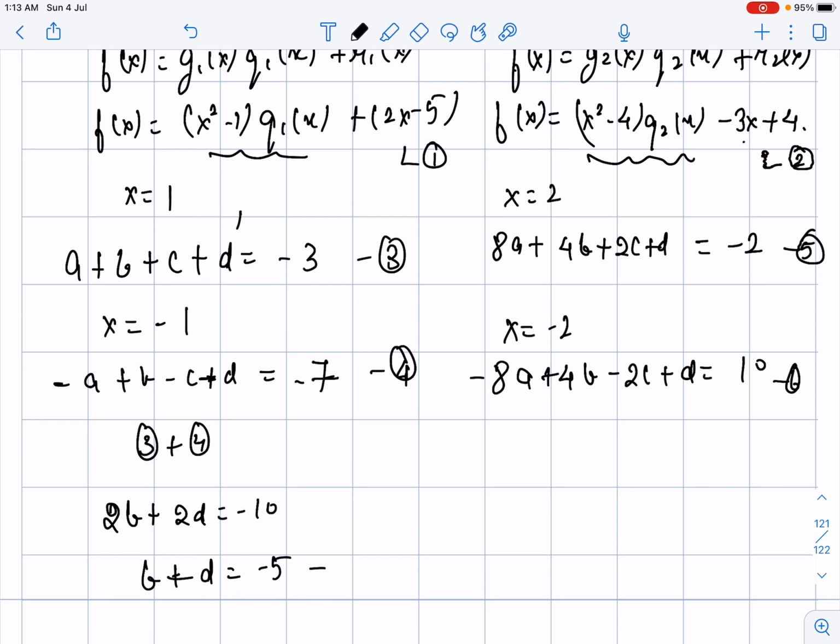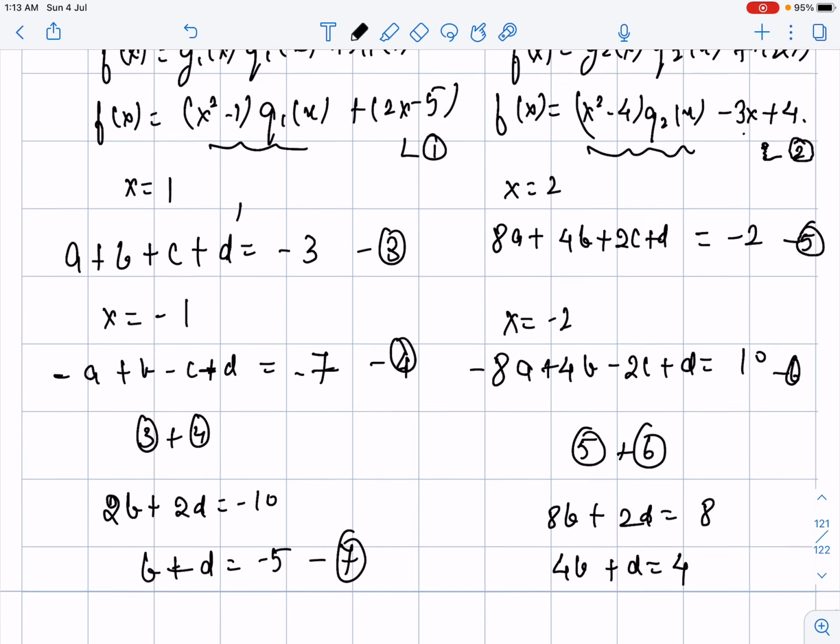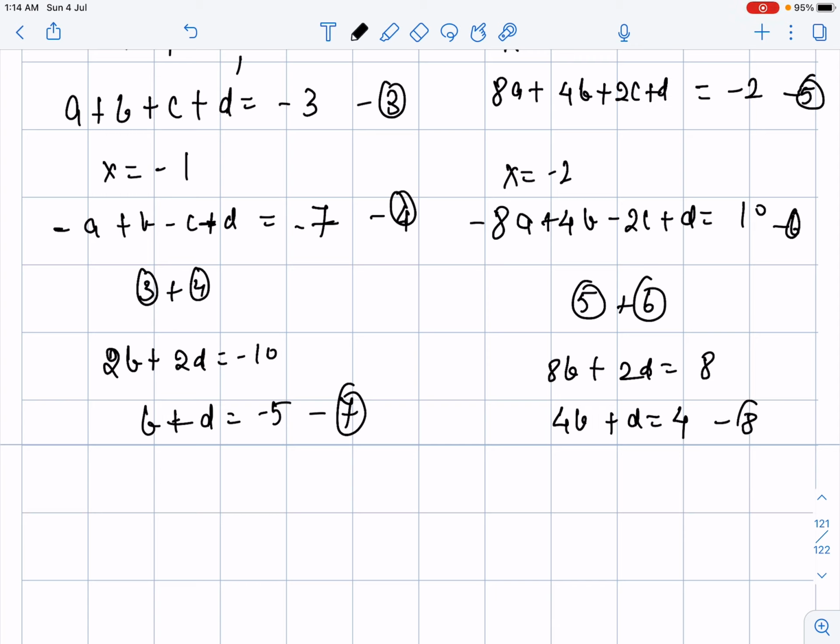Let it be the 7th equation, okay. And then we'll add the 5th and 6th equations. We'll get 8b plus 2d is equal to 8 over here. That is 4b plus d is equal to 4. Let it be the 8th equation.